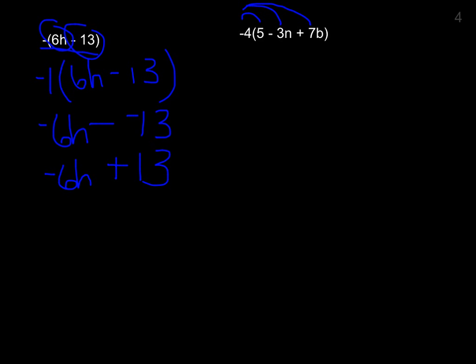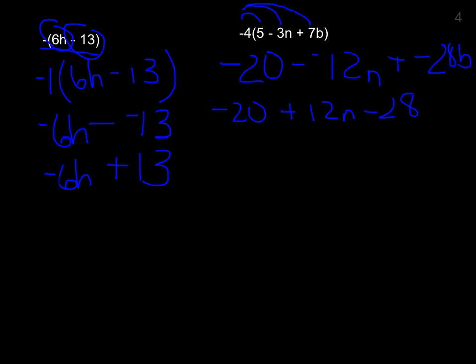So negative 4 times 5 is negative 20, minus, negative 4 times 3n is negative 12n, and negative 4 times 7b is negative 28b. I can simplify this a little bit more. I get negative 20 plus 12n minus 28b. And that's how we use the distributive property to simplify expressions.